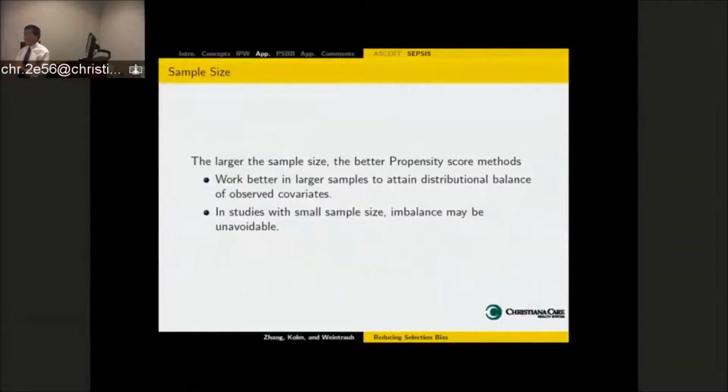So we can say that the larger the sample size, the better propensity score methods work, which means for a larger sample size, it's easier to get balance for observed covariates. With a small sample size, it's reasonable to conclude that no matter what kind of method you try, imbalance could not be removed. This is the reason that we should be very careful with observational studies. When the sample size is too small, maybe we need to continue to collect more data, a larger data set. So this is the one result.